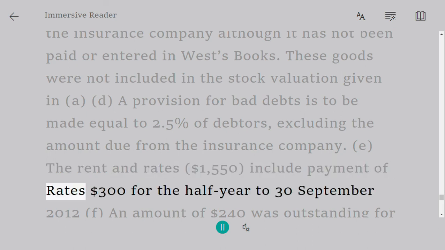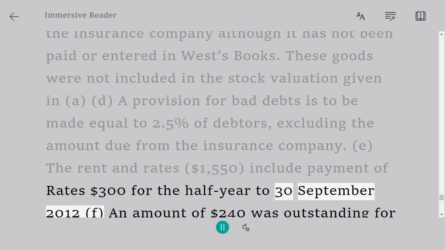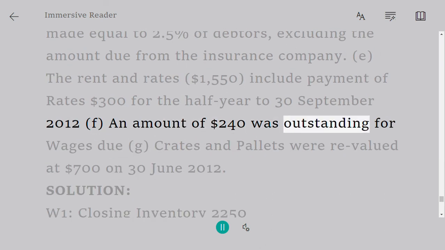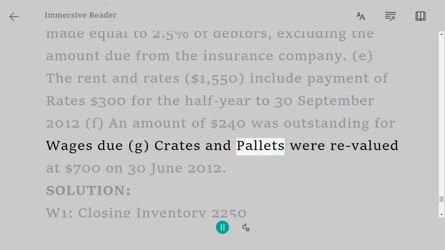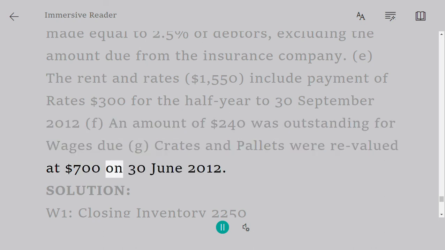E. The rent and rates, $1,550, include payment of rates of $300 for the half year to September 30, 2012. F. An amount of $240 was outstanding for wages due. G. Crates and pallets were revalued at $700 on June 30, 2012.